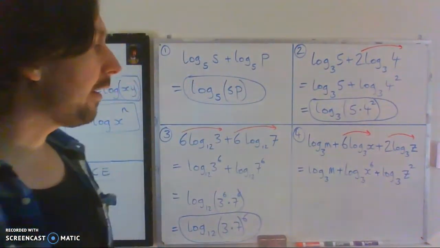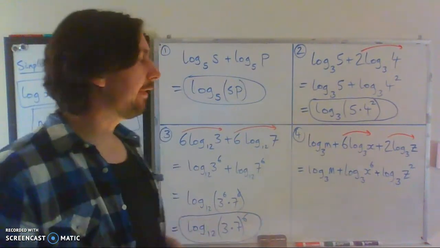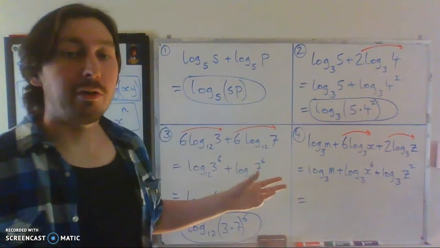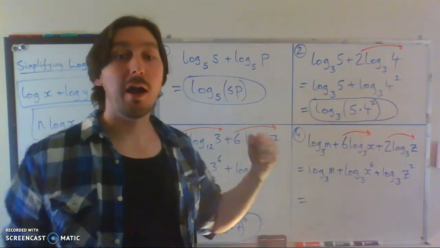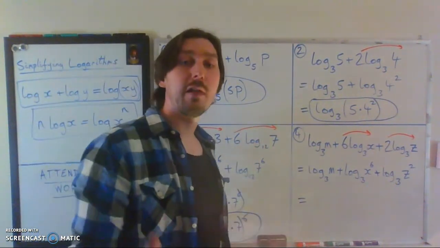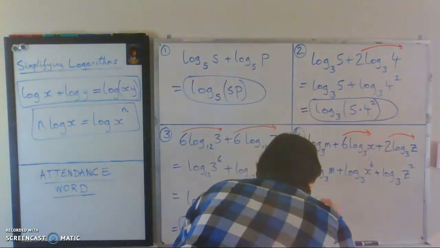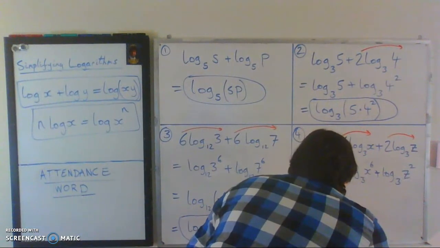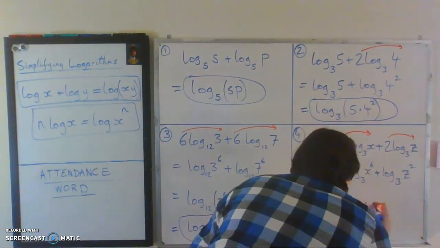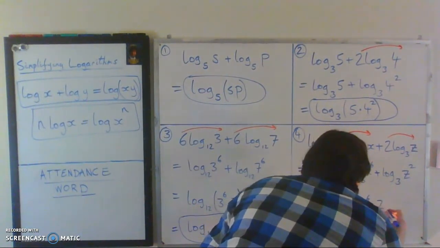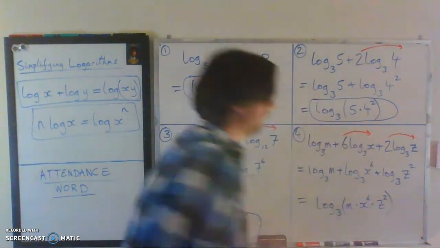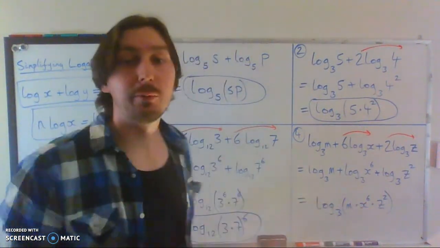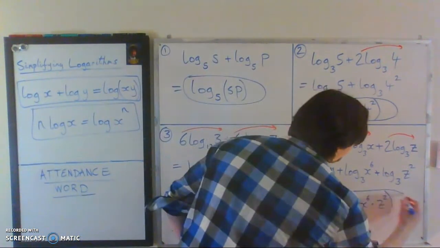Now that I've done that, I can bring them together. And the answers for this one are going to look like the questions from last week. If you get stuck, have a look at last week's worksheet. It might help you out. Log 3, m dot x to the 6 dot z squared. Alright, and there were questions that looked a lot like this last week. Now they're the answers.